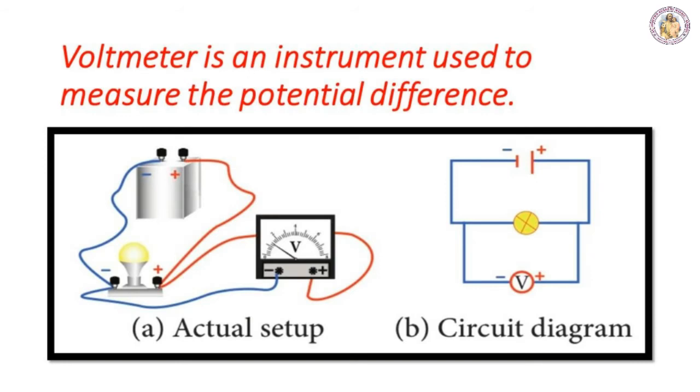Do you know which instrument we use to measure the potential difference? That is the voltmeter. The voltmeter is an instrument used to measure the potential difference. To measure the potential difference across a component in a circuit, the voltmeter must be connected in parallel to it. Say you want to measure the potential difference across a light bulb, you need to connect the voltmeter. The positive red terminal of the voltmeter is connected to the positive side of the circuit and the negative black terminal is connected to the negative side of the circuit across the component.